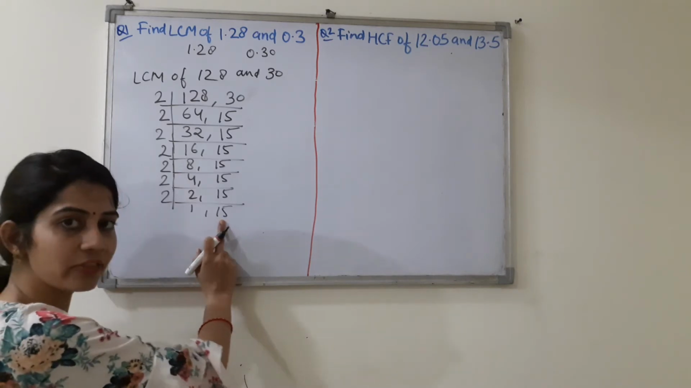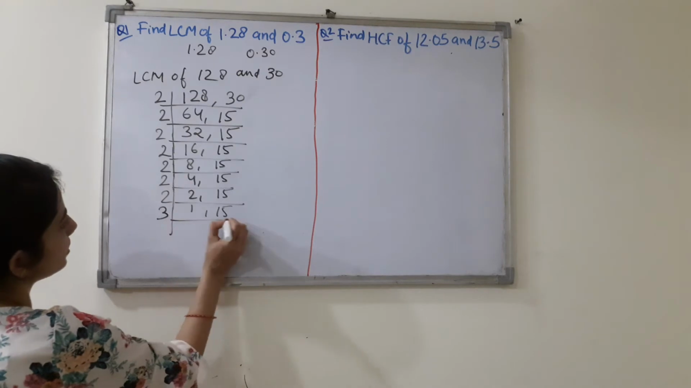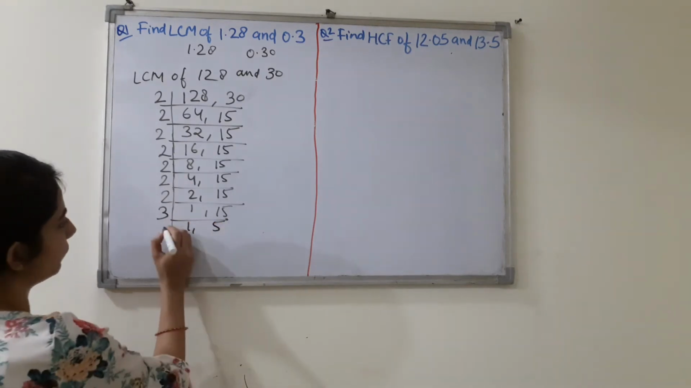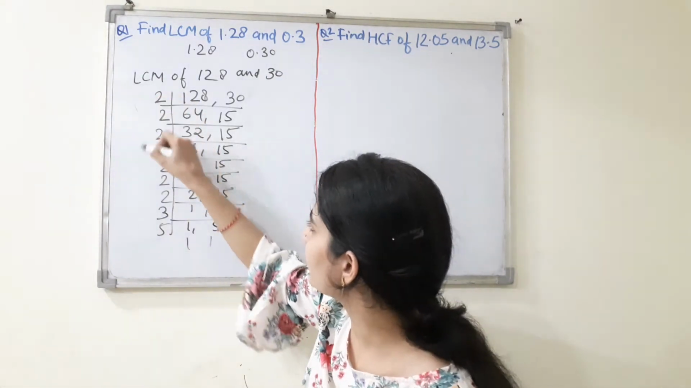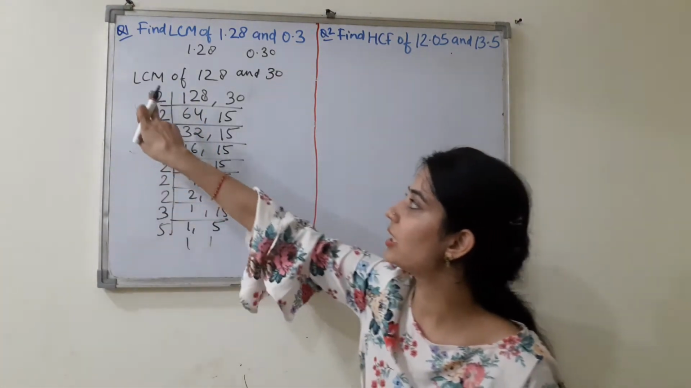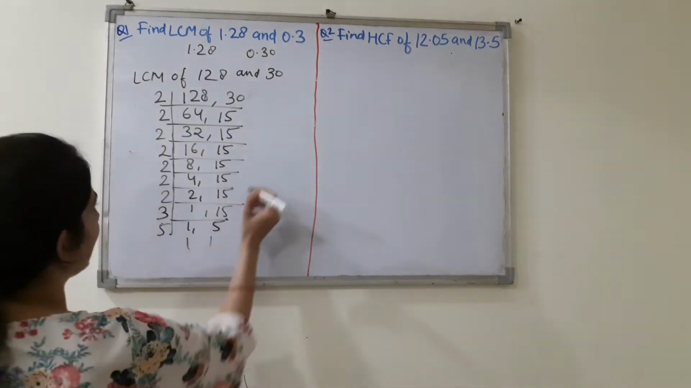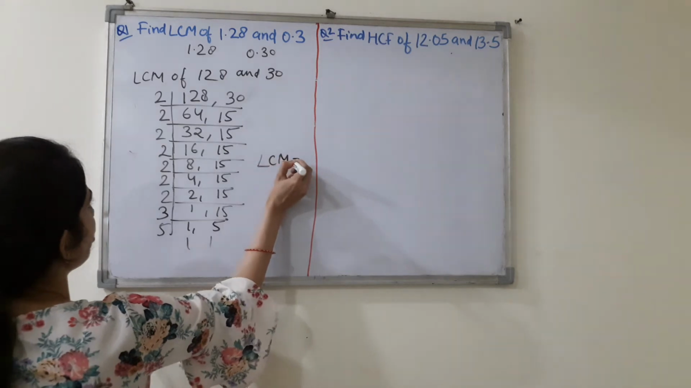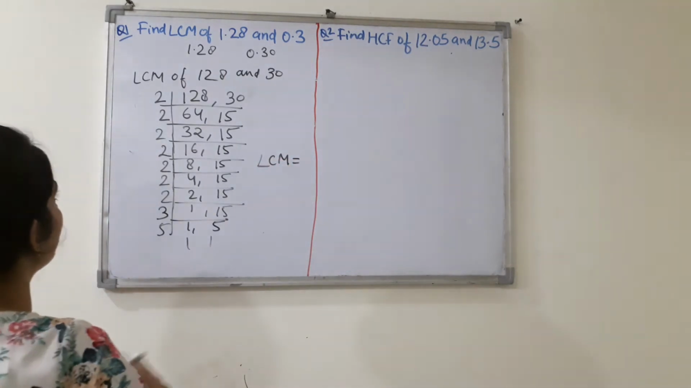Now 15 is left, so it is divisible by the next smallest prime number, that is your 3. So this is 1. 3 times 5 is 15. Then it will be divisible by 5 itself. Right, so all these are the factors of the numbers. So what will be the LCM? Multiplication of all these numbers. Your LCM is the multiplication of these numbers. Right, so you can multiply them.